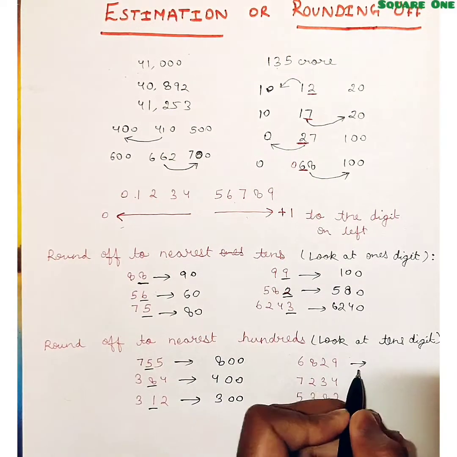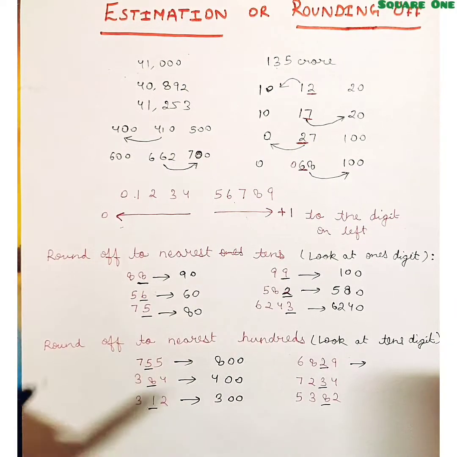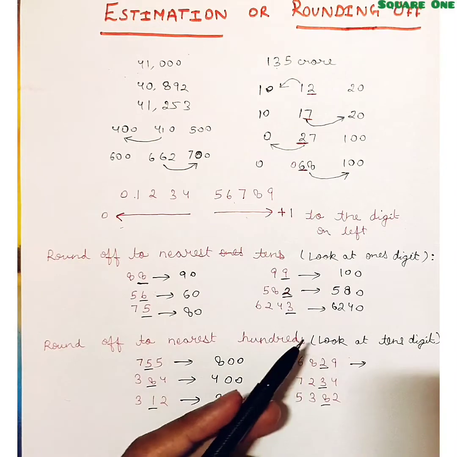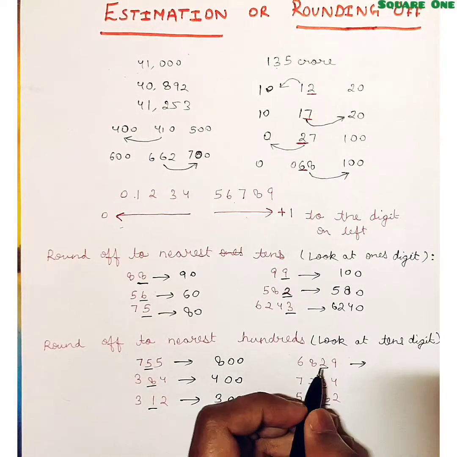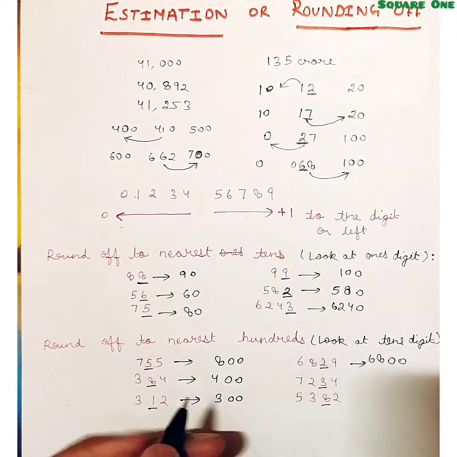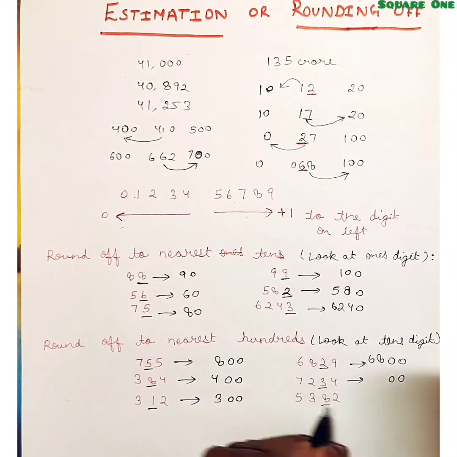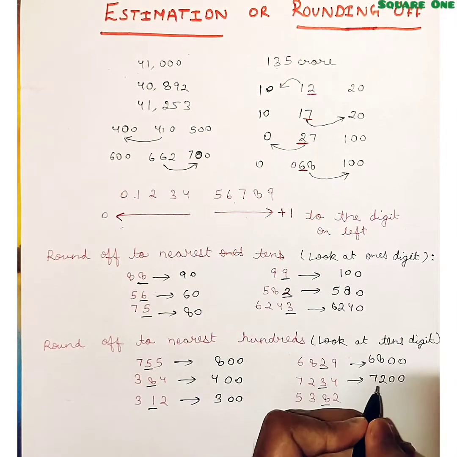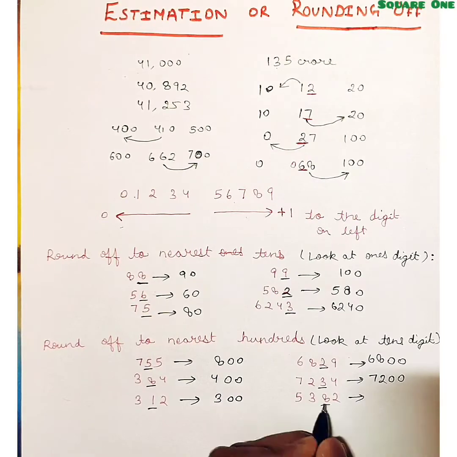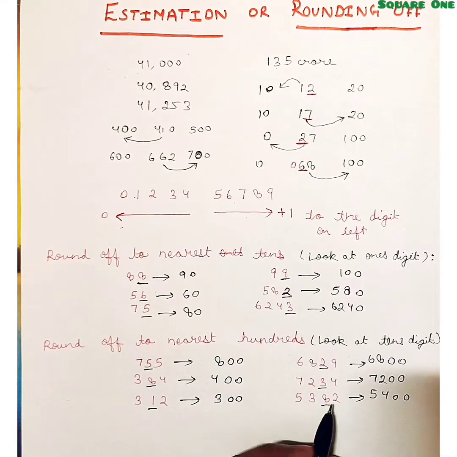In 6829 we have to round this off to the nearest hundred, so always look at the digits on the tens place. Here we have 2, no change comes, 2 and 9 becomes 0, 68 remains still. Here also it is 3 becomes 0, 4 becomes 0 and 72 remains like that. Now in this 8 becomes 0, 2 becomes 0, but 1 is added to 3 and becomes 4. So 5382 is rounded off to 5400.